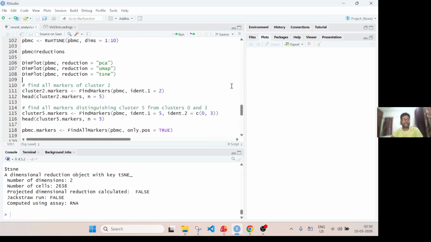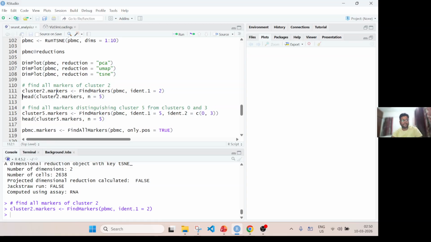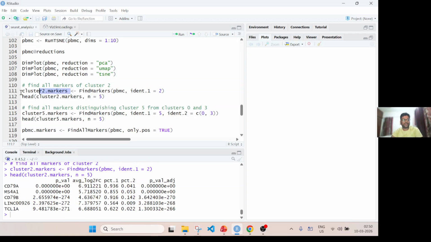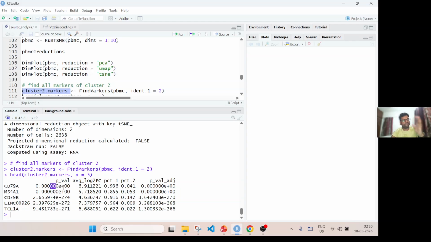So first, what we are doing here is using the FindMarkers function. Basically we are focusing on identity 2, that means the second cluster. If I just do that, it will give me the cluster 2 markers. Now you can see these are the genes, or the markers, where the p value is very low. Generally we should not use the p value, we should use the adjusted p value.